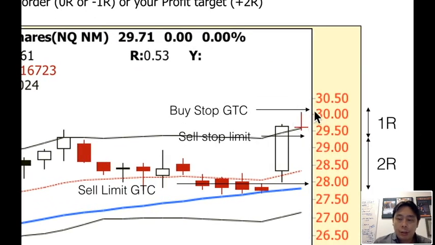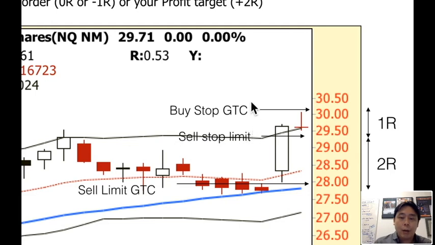So this is a $30 stock. We're going to use 3 cents, right? So we're going to place our sell stop limit order. We're going to stop and sell 3 cents below the low of this candle, and we're going to place a limit 3 cents below that stop price. So this is our entry price.